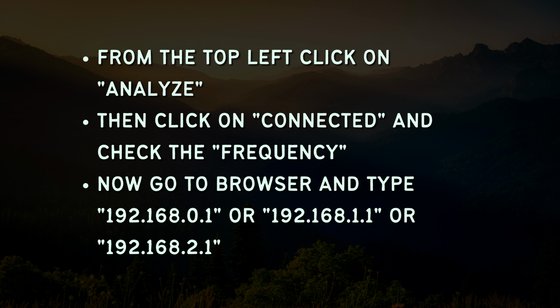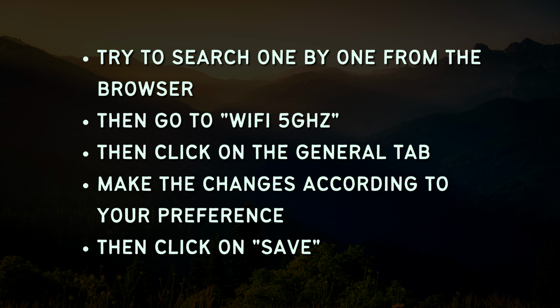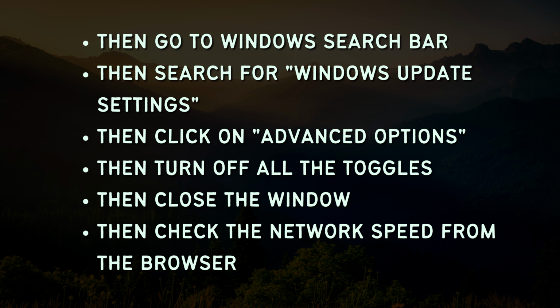Now go to browser and type 192.168.0.1 or 192.168.1.1 or 192.168.2.1. Try to search one by one from the browser. Then go to Wi-Fi 5 edges. Then click on the General tab. Make the changes according to your preference. Then click on Save.